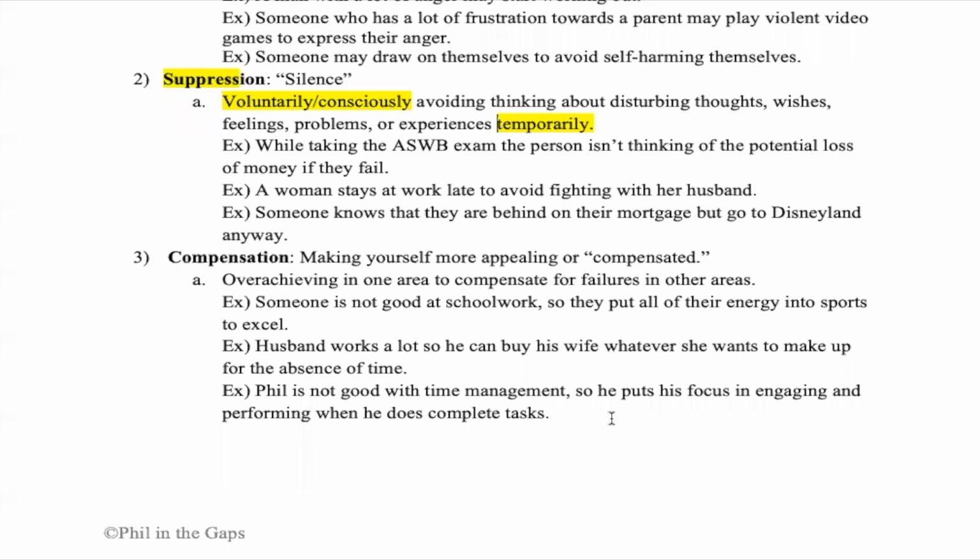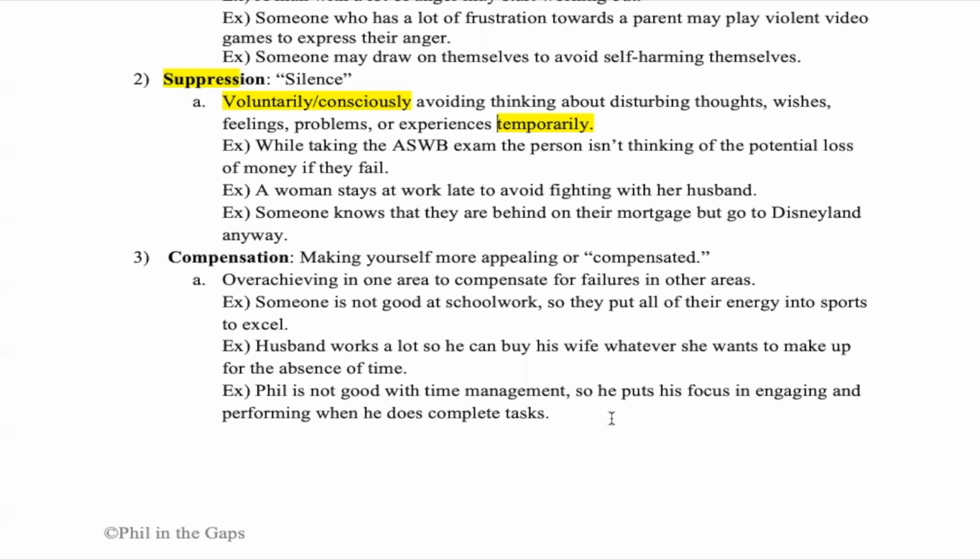Another example, a woman stays at work late to avoid fighting with her husband, based on the fact that she consciously knows that if I stay at work late, I will have a lower likelihood of fighting with my husband. However, you can only temporarily stay at work, and therefore, you're not going to stay there 100% of your days because it's a temporary fix, but you still have to address and assess the situation at some capacity.